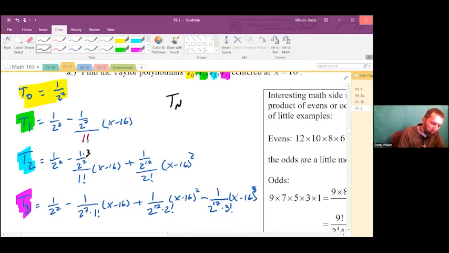1 times 3, and then... Sorry, I gotta get them in the right spot. It should be, so it's 1 for the first one, 1 for the second one, the third one is 1 times 3. The fourth one is 1 times 3 times 5. Sorry about that.